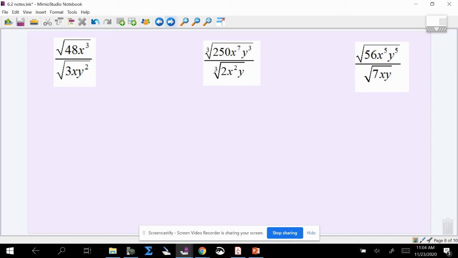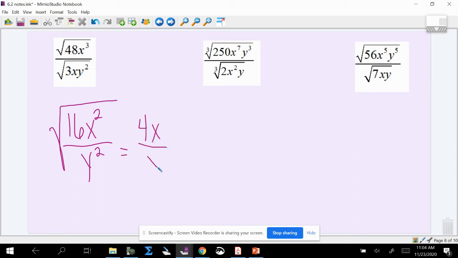Here's a few that are a little bit bigger, but pretty similar. So 48 divided by 3 is 16. X to the third divided by x is x squared. And then you'll notice the y squared, the only place we have a y squared is in the bottom. So we still have that y squared in the bottom. However, when we go to simplify, one thing you'll notice is everything again is a perfect square. Take the square root of the top, we get 4. Take the square root of x squared, we get x. And take the square root of y squared, we get y. And we no longer have a radical because everything left underneath was perfect.